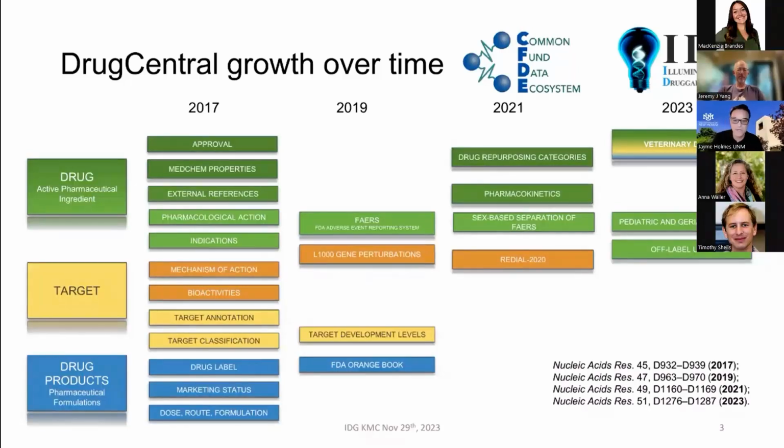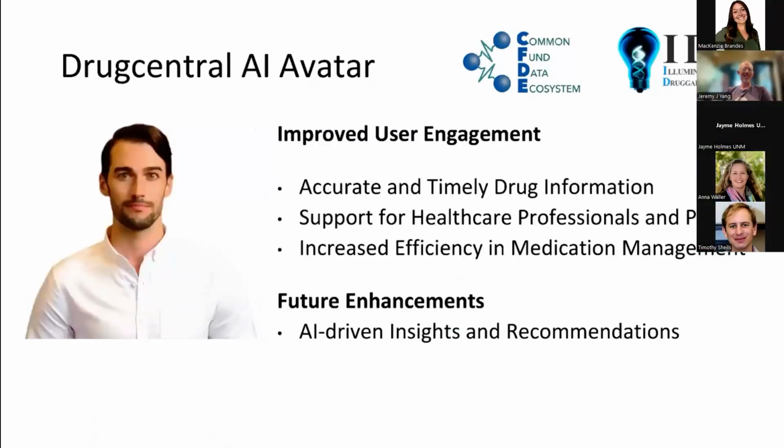In 2021, we added drug repurposing categories. We added sex-based separation of FAERS and REDIAL-2020, an application utilizing machine learning for COVID-19. Then in 2023, we added veterinary drugs and off-label usage as well. So this is a new feature we want to incorporate into DrugCentral 2025.